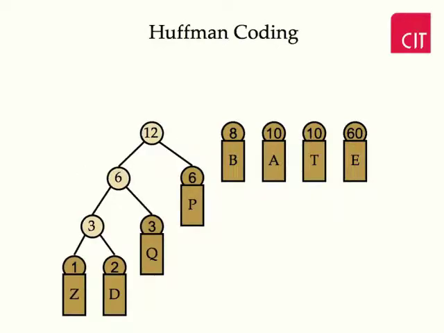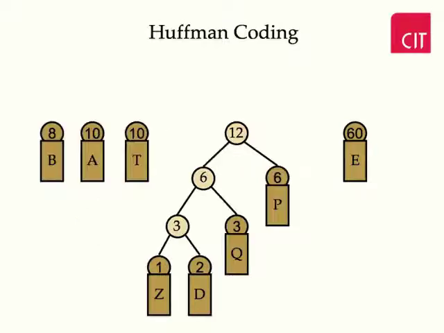Our next task now is to line these up in increasing order. So now we have 8, 10, 10, 12 and 60. So we combine the two subtrees with the smallest values, and the value of the new larger subtree will be the sum of their parts. So this subtree has a value of 18.